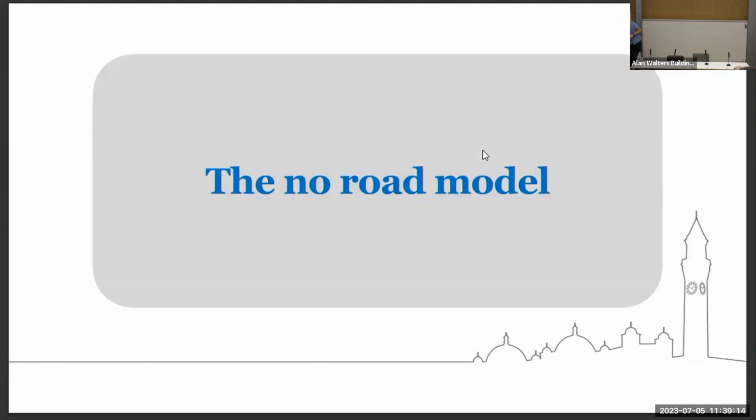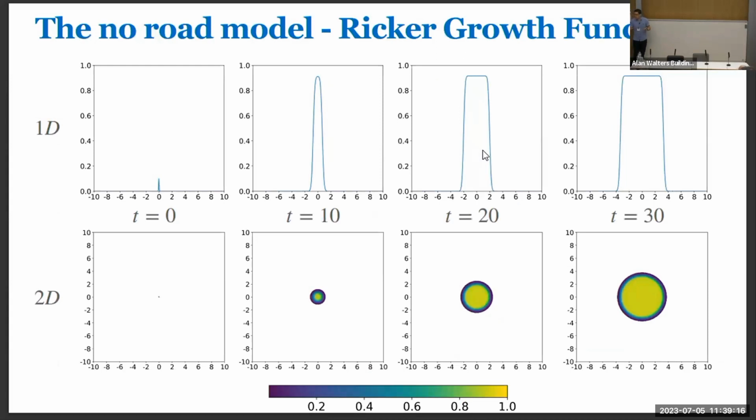So if we have a look at what actually happens in the no road model, which is quite a simple model, here we have the 1D slice at y equals 0. For the 2D model, just to show what's going on, we have some small initial population density. Over time, it grows and disperses. And in the no road case, it's just going to spread out nicely.